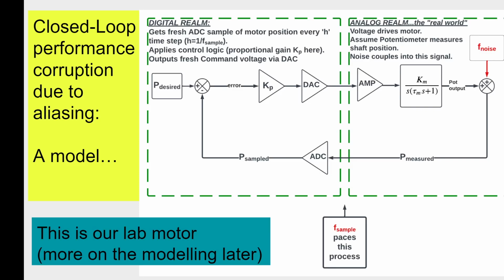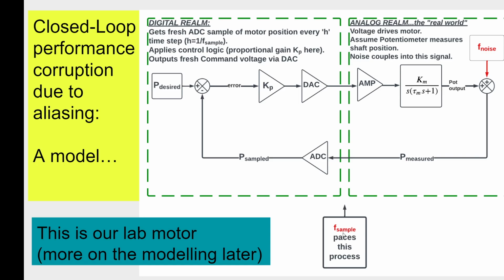This is a model to demonstrate the effect aliasing can have on the closed-loop performance of a system. We've modeled a simple motor, a unity gain model, with potentiometer output, and an AC noise component, a perfect sine wave of noise coupling into the output. So we've got the measured shaft position.